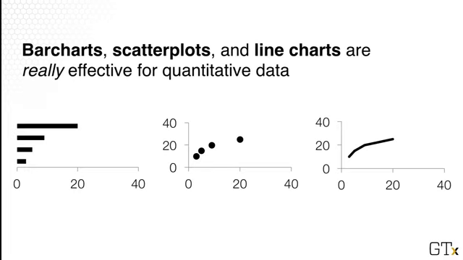It tells us that bar charts, scatter plots, and line charts are all really effective for visualization, because they combine the most accurate and also the easiest to detect encodings. For example, in a bar chart, we use length. In a scatter plot, we use position. And for a line chart, we use a little bit of slope and also position.